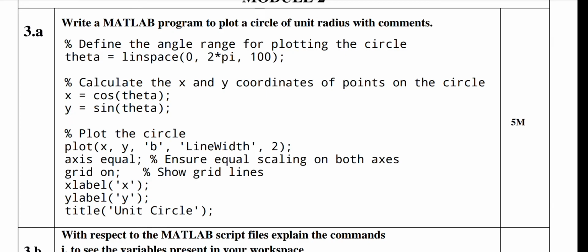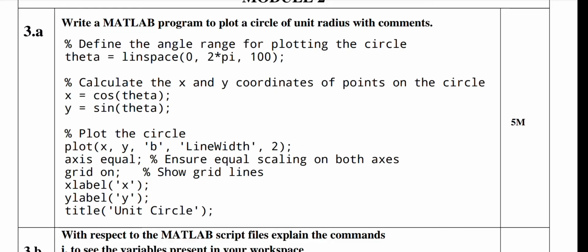Calculate the x and y coordinates of the points. First, we have the angle range, and second, the x and y coordinates of the points on the circle using cos and sin of theta. Then plot the circle. Theta equals linspace from 0 to 2 pi, which takes the values from 0 to 2 pi, and 100 points are specified.